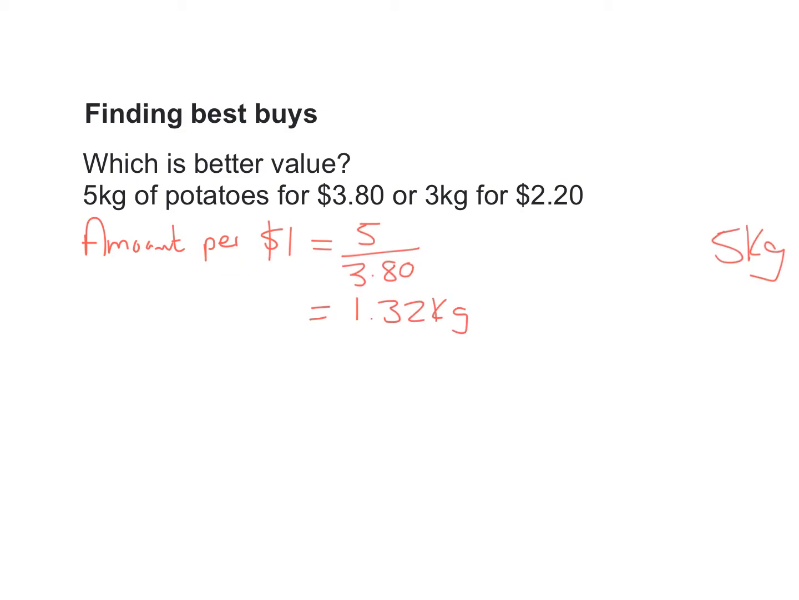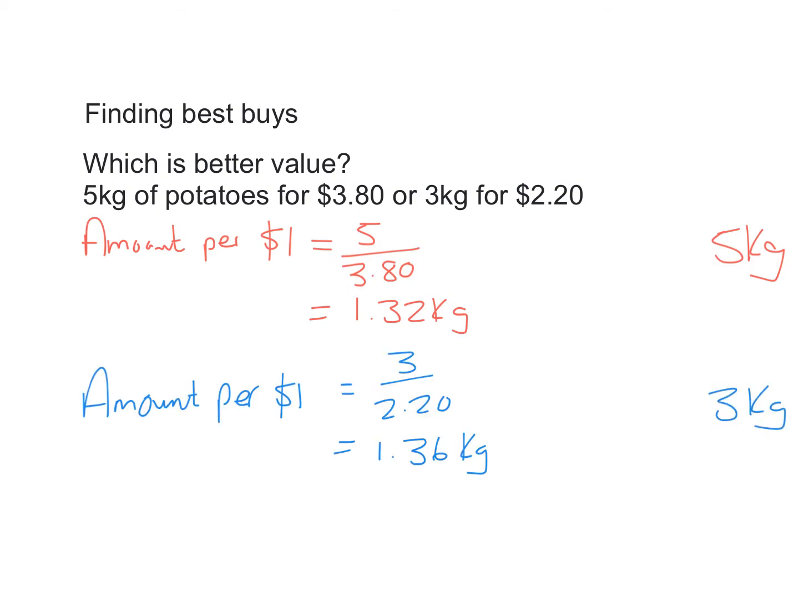Okay? So let's work out what our 3 kilogram one is now. So exactly the same principle is applied. And when we work that out, the amount per $1 is 3 kilos divided by $2.20 gives us 1.36 kilograms per $1. So now to answer the question, which is of better value? Well, you get 1.32 kilograms for $1 here, and you get 1.36 per $1 here. Therefore, clearly, the 3 kilogram bag is the better buy.